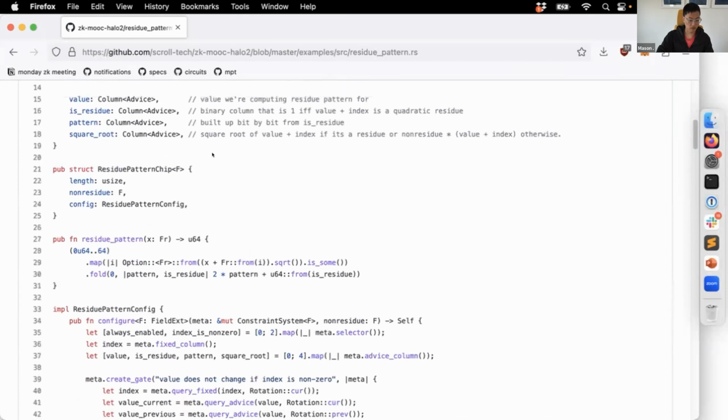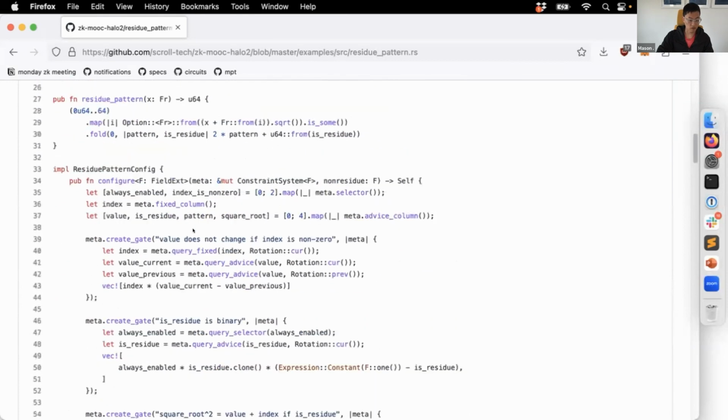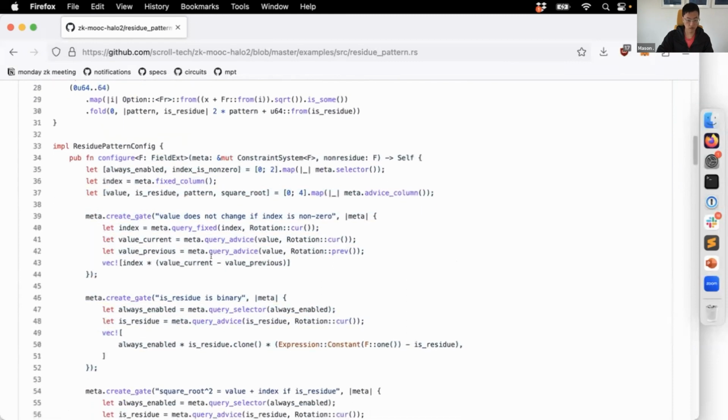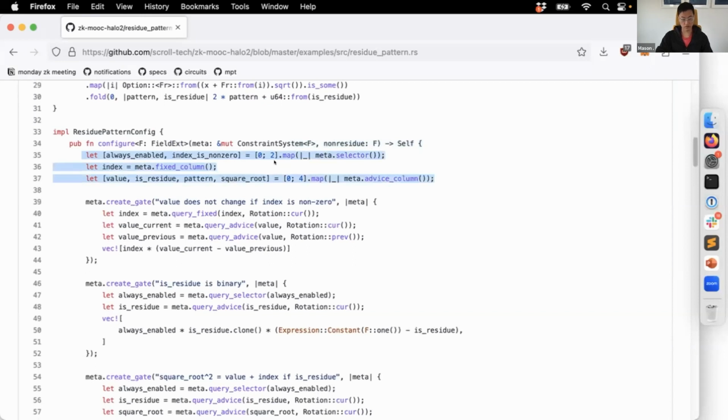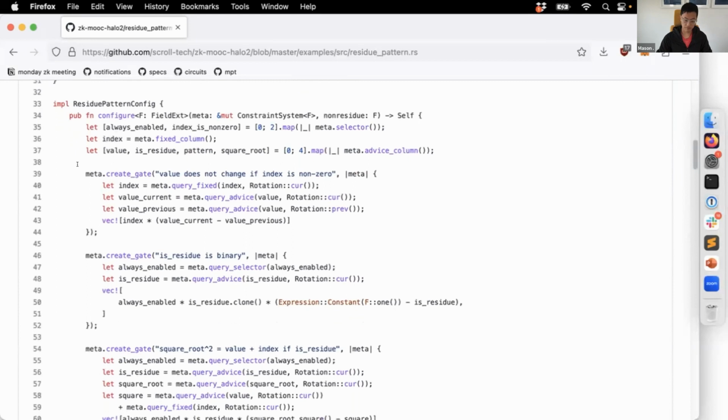Okay, first I think it makes sense to go over the configure function. First we need to tell the constraint system to give us the columns that we're going to need. Here we get the selectors, the fixed column, and then the 4 advice columns. Then the first constraint: value should not change over each 64-row block. The way we do this is we write the constraint like this.